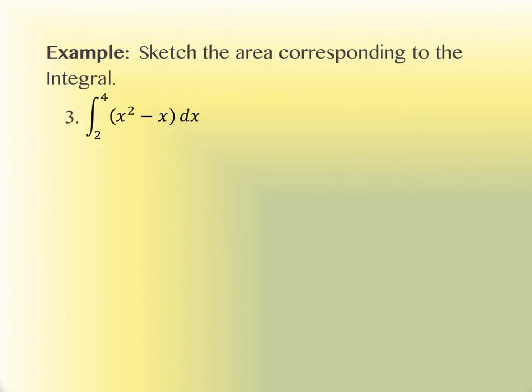All right, next one is going to go backwards. We want to sketch the corresponding area to the integral. So I've got a graph. It's x squared minus x. And I want the graph to go from 2 to 4. Now, your graph itself can show more of the graph than that. But the shading for my graph will only go from 2 to 4. Okay? So take your calculator and let's just put it in a standard window, like -10 to 10, -10 to 10, something like that. So you can start with that.